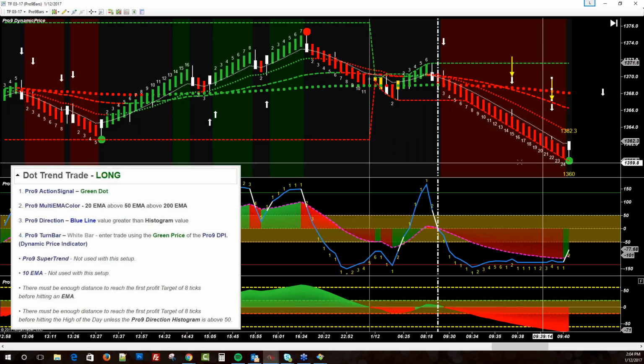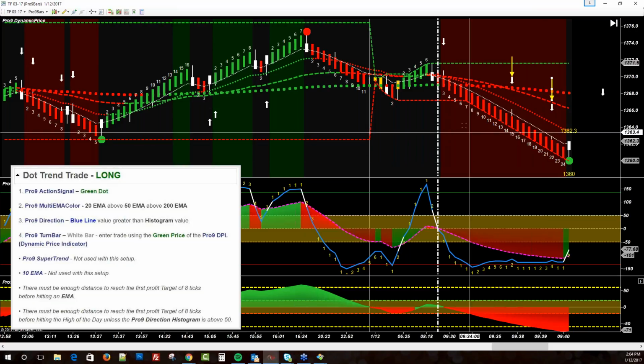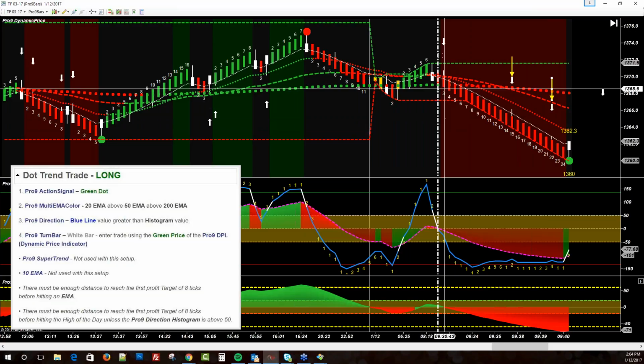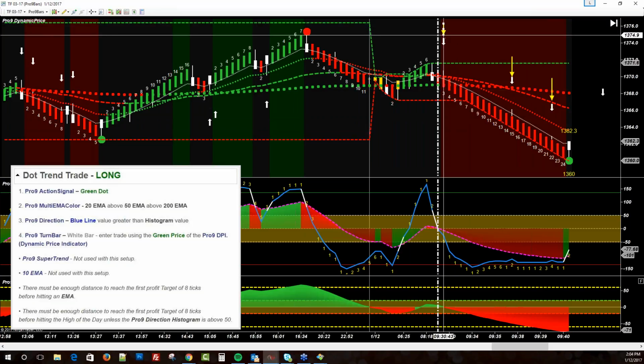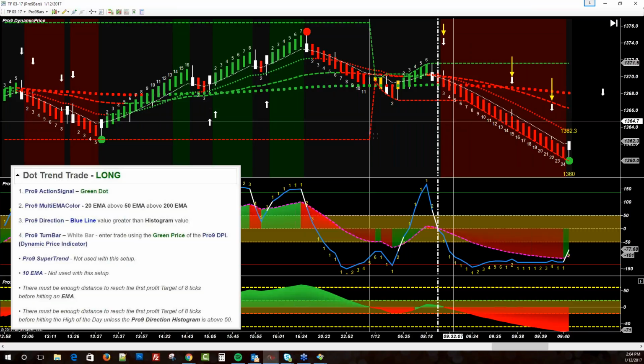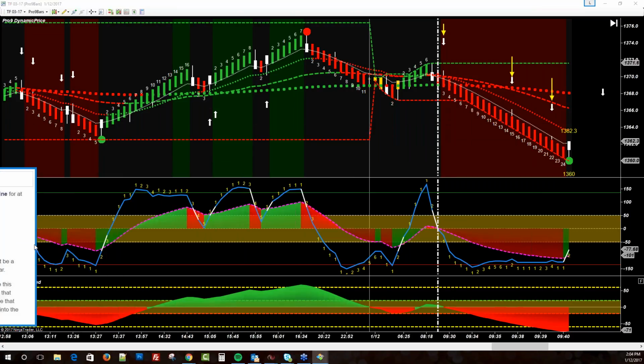And Joe D asks a great question. He asks, if you miss this first momentum entry, could we enter this as a breakout? Almost, but not quite, and we'll go over why.